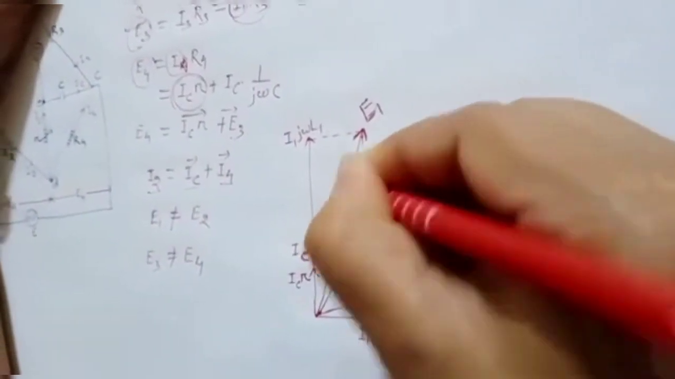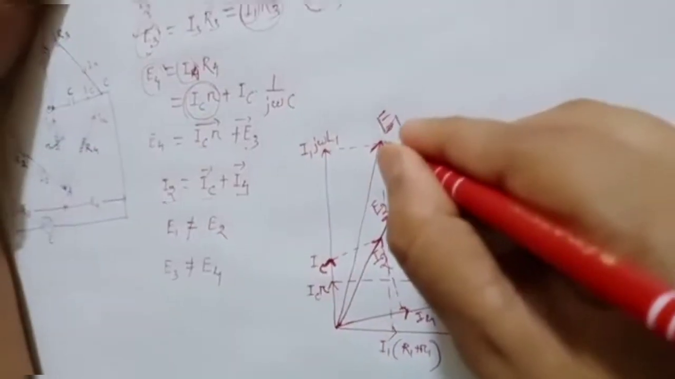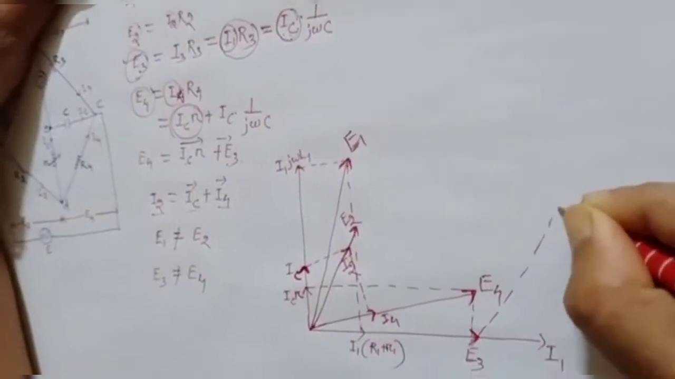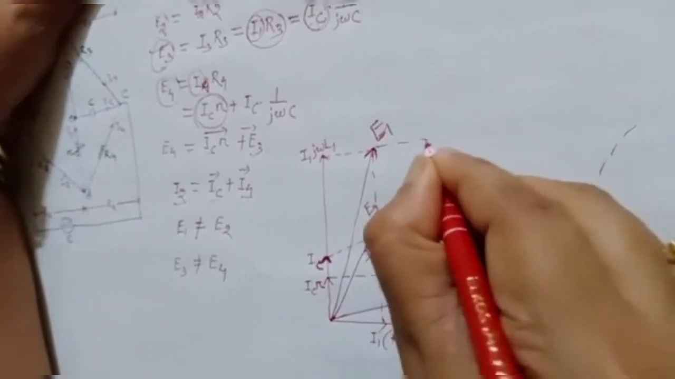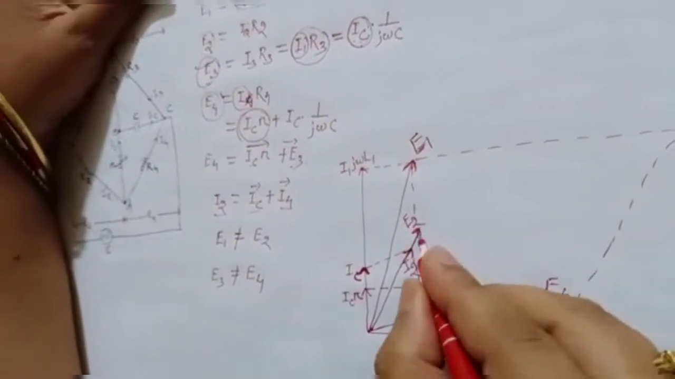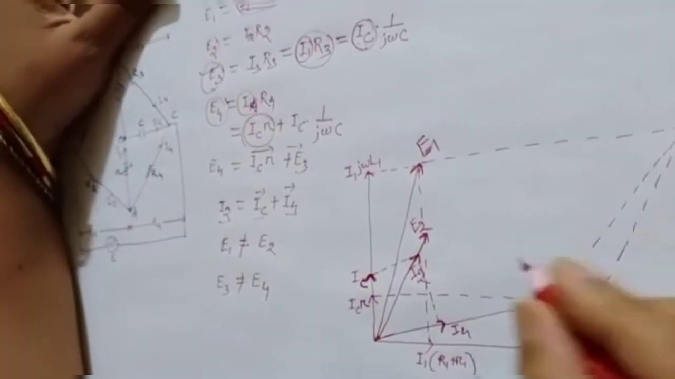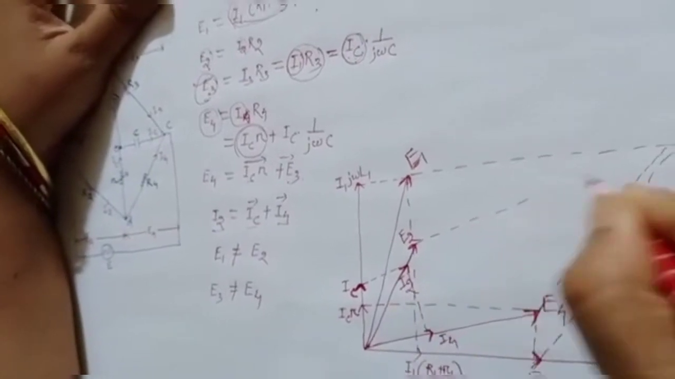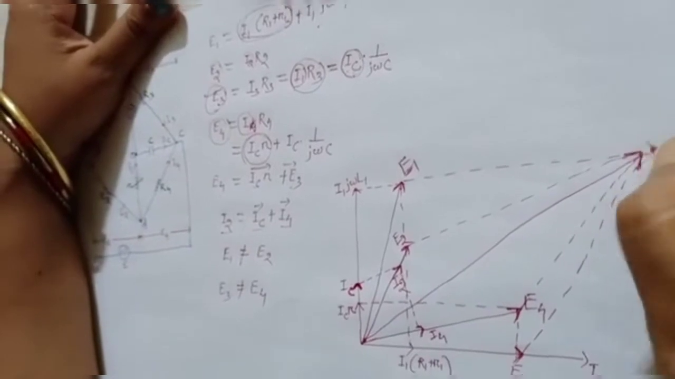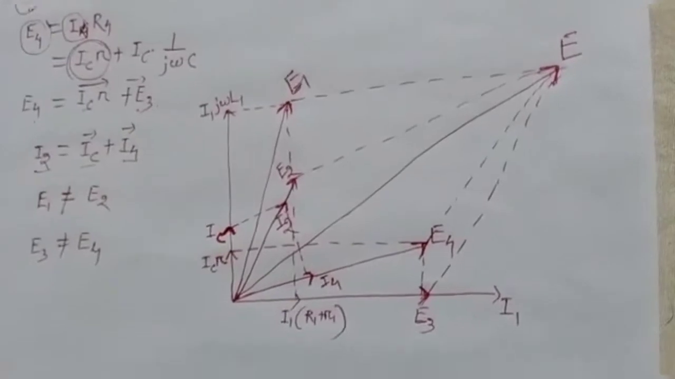So now we have all four voltages. Now we can draw the resultant voltage. So the resultant of E1 and E3: draw a parallel line like this with E1, and draw a parallel line like this with E3. Here also we can draw, because E2 plus E4 is also E. So now we can draw parallel lines from E4 and from E2 also. Now this is the total voltage E, and this is all about the phasor diagram of Anderson's bridge.